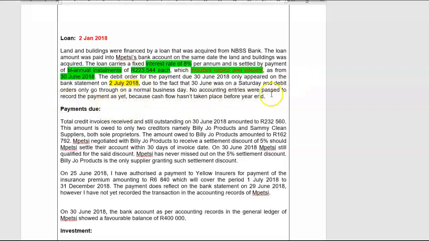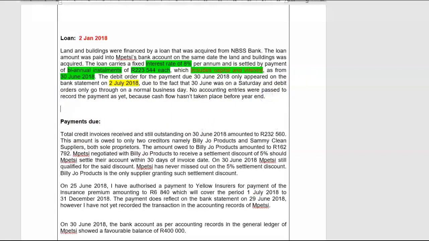Guys, when did the actual payment take place? And that is very important that you realize that. The actual payment took place on 2 July. So that means, what was my commitment at 30 June? Have I paid them already? No, I haven't. So my total commitment on 30 June was still an amount of 1.5 million Rand.